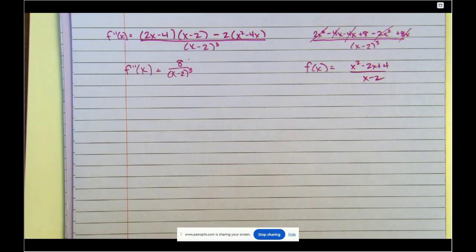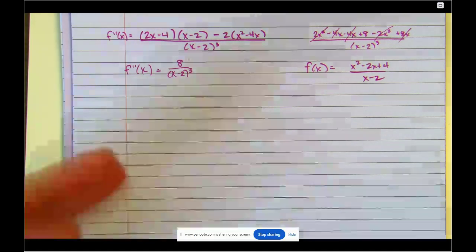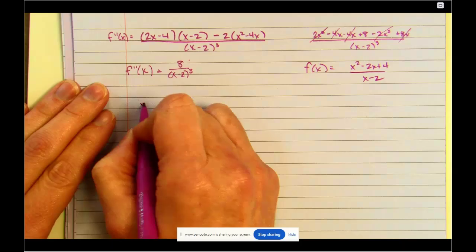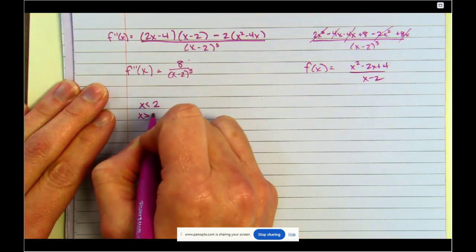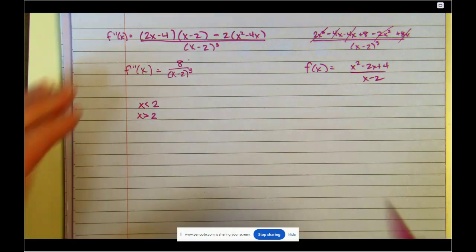What makes the derivative 0? What are the critical values of this? It's not x equals 2, because that's a vertical asymptote. So this is that sneaky business again, though, where even though it is a vertical asymptote there, we still have to include it in our sign chart. So the only pieces in our sign chart are x less than 2 and x greater than 2, because there are no other x's that are going to create any zeros.